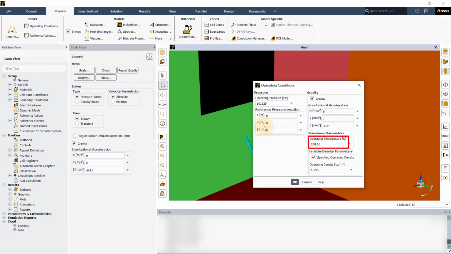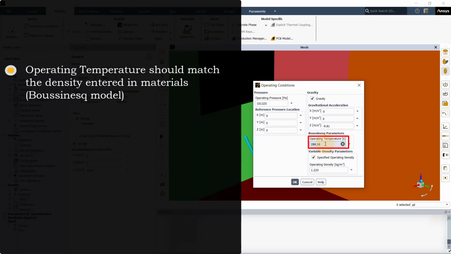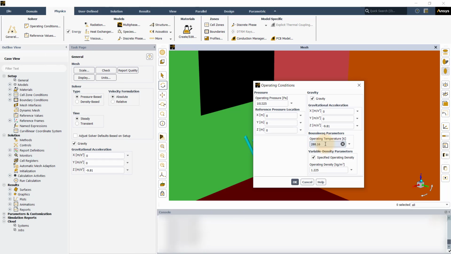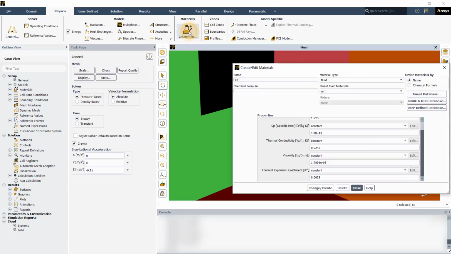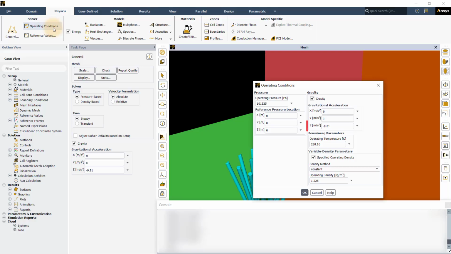There are two things you need to know about the operating temperature. One is that it should match the density that you entered in the materials panel under Boussinesq, and the other is that operating temperature is always on the panel. But unless you're using the Boussinesq model for density, it has no effect at all on the solution, so you can just ignore it and keep the default value. If you use any other temperature-dependent options for density in your natural convection model, there are no special steps that you need to take. Just enter values like you would for any other problem, and make sure you have entered gravity and the operating density.